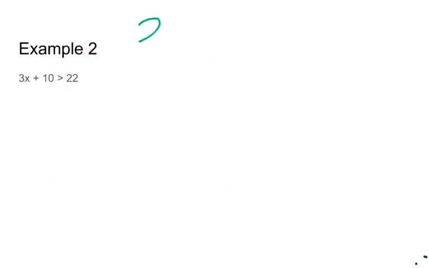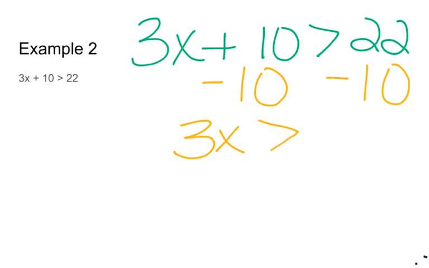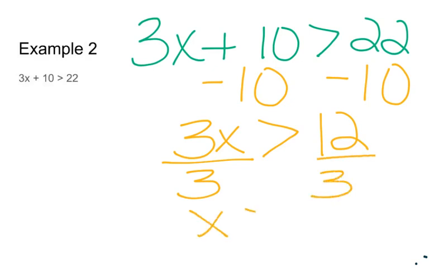Here's another example. This time we have to undo two things. So we did two-step equations already. So we're going to undo the addition first. So the opposite of adding 10 is subtracting 10. Now we did not multiply or divide by a negative, so we do not flip our inequality symbol. Now we're going to divide by a +3, which again will not flip our inequality symbol.